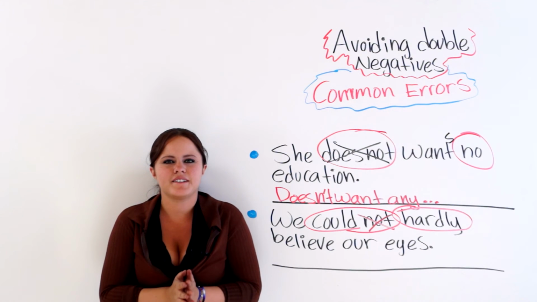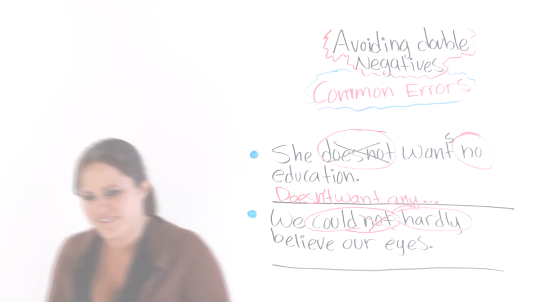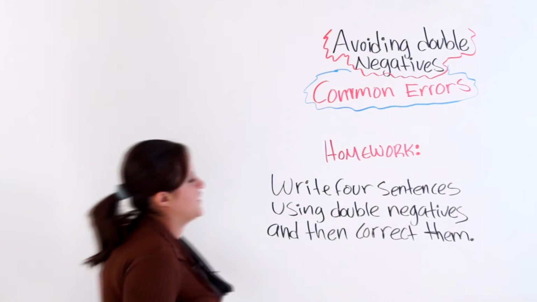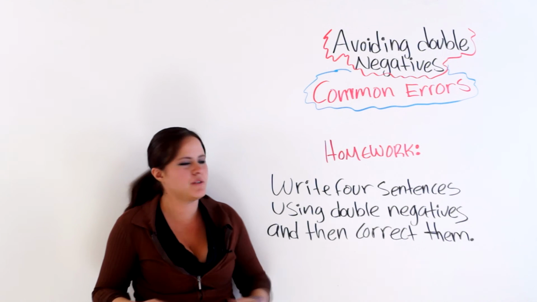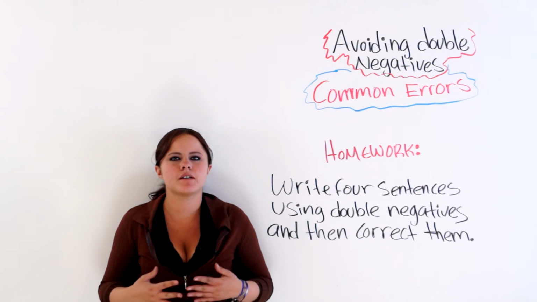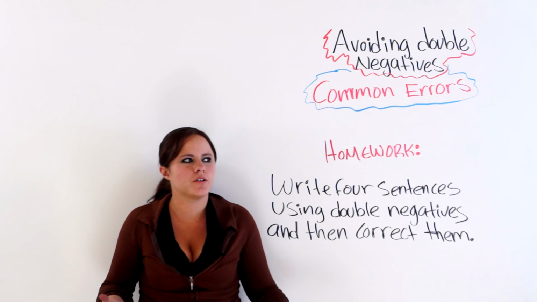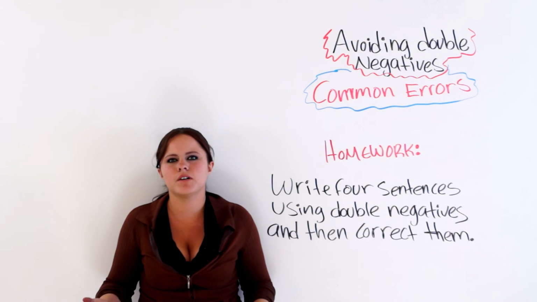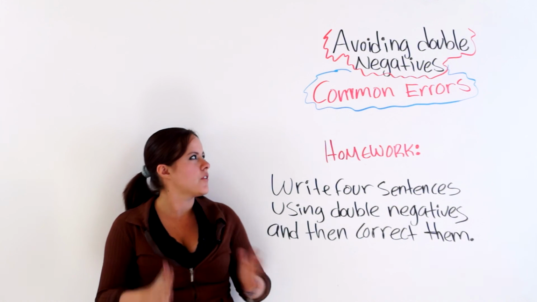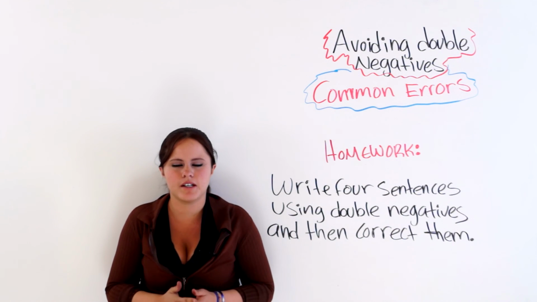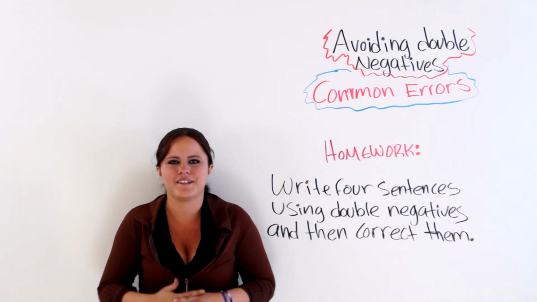All right? Well, next, I will leave you some homework. Remember that you need to do it in order to improve your English. Homework. Write 4 sentences using double negatives and then correct them. Remember, double negatives are like, I do not have no cigarettes, or she does not want no beer. Or something like that. And you must avoid those double negatives, a very common error, because you know that you want your English to sound correct.